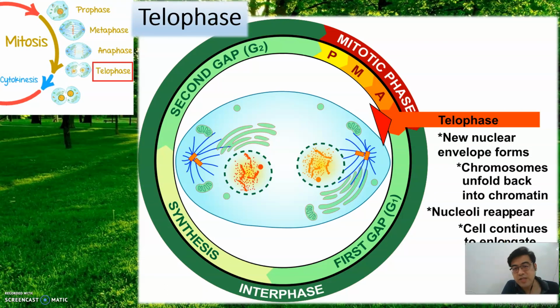And finally, we have come to telophase. In telophase, the new nuclear envelope will reform, okay? And chromosomes will unfold back into chromatin. Chromatin are long, thin threads before prophase. So now they will unfold back into chromatin. The nucleoli, which is the plural of nucleolus, will each reappear in these two newly formed nuclei, as you can see from the orange dot here. And the cell will continue to elongate, to become longer and longer.